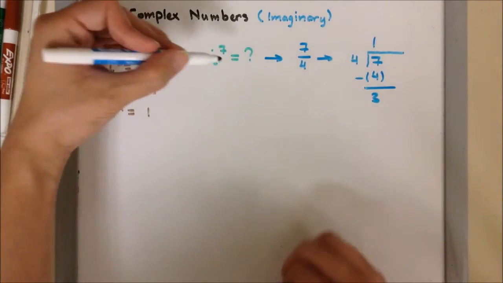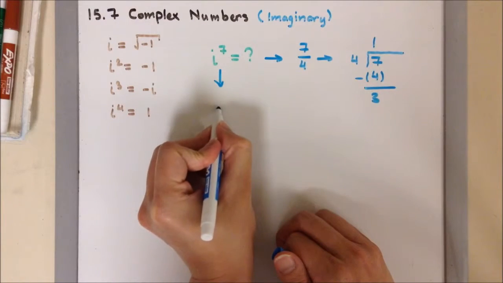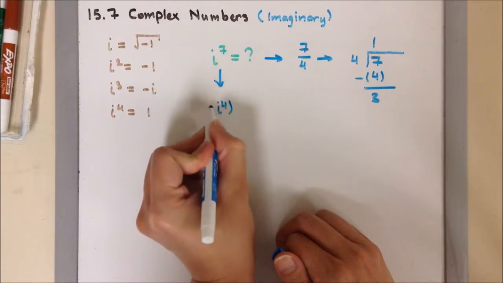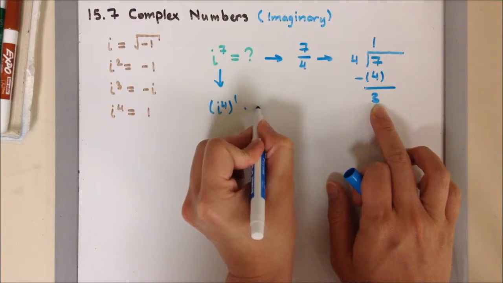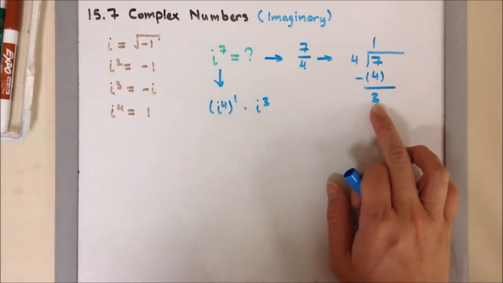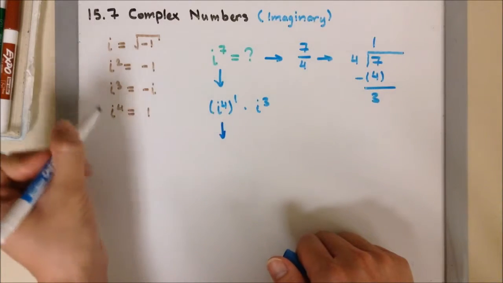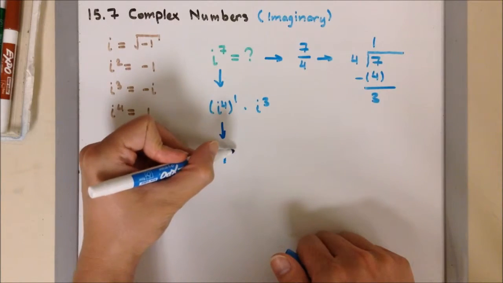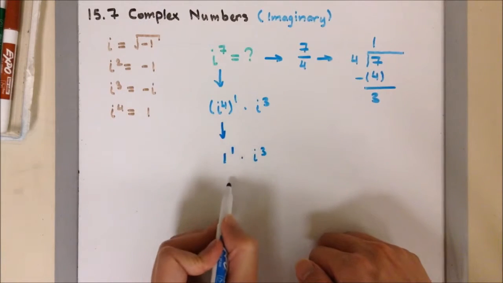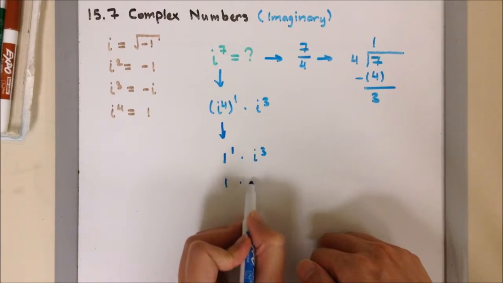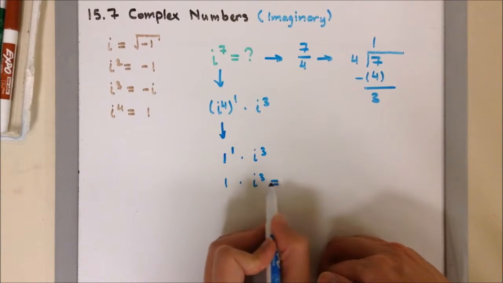So I'm going to rewrite i to the 7th power as i to the 4th to the power of 1 times my remaining, which is i to the 3rd. The 1 is from here. And then now you can rewrite i to the 4th as 1 to the 1 power times i to the 3rd. 1 to the 1 power is just 1, and then times i to the 3rd, which is i to the 3rd.